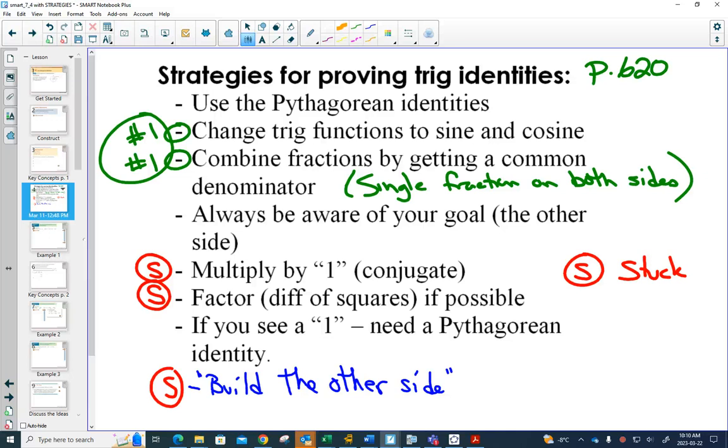Okay? And on a test, if you get stuck on a proof, it's not cheating if I say, what did I tell you when you get stuck? And hopefully that triggers for you, oh yeah, I should check if I should factor or I should check if I can build the other side. I'm not able to tell you on a quiz or a test, you need to factor or you need to build the other side. But I can tell you, oh, you're stuck? What did I tell you you should do when you're stuck? And hopefully then you remember those strategies.